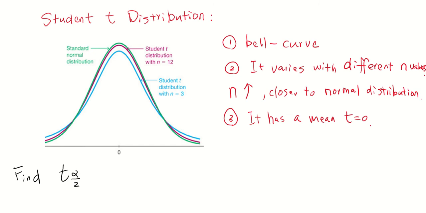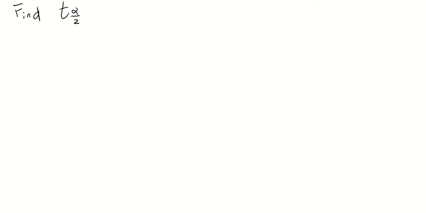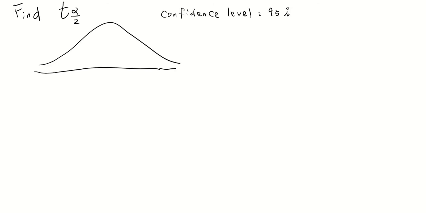How do we find t alpha over 2? We talk about what alpha is in a confidence interval. Alpha is the area in the two tails. Say we're constructing a confidence interval with a confidence level of 95%. What is the alpha value? Alpha is 1 minus the confidence level, which in this case is 0.95, so alpha is 0.05. And this 0.05 is the total area in both tails. That means the area in each tail is 0.025.